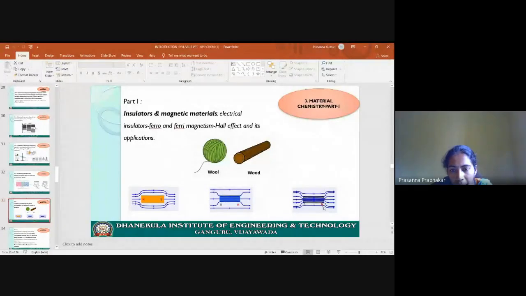So based on magnetic properties, magnetism is classified into three types: diamagnetism, paramagnetism, and ferromagnetism. When a substance is placed in a magnetic field, if repulsion takes place towards the substance, that is considered diamagnetic. If weak attraction takes place, that is considered paramagnetic. If complete attraction takes place towards the substance, that is considered ferromagnetic. So these three diagrams explain diamagnetism, paramagnetism and ferromagnetism.